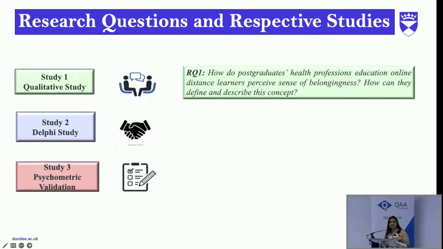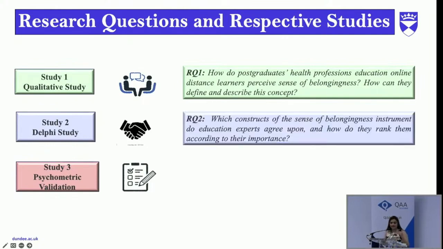As I said earlier, this concept is not well established in the literature. So first of all, I defined the concept: how do postgraduates perceive it in the online distance learning environment? Based on those concepts and ideas, I developed the constructs for the sense of belongingness scale through a series of studies. I conducted the Delphi study, in which the question was, which constructs of the sense of belonging instrument do education experts agree upon, and how do they rank them according to their importance?